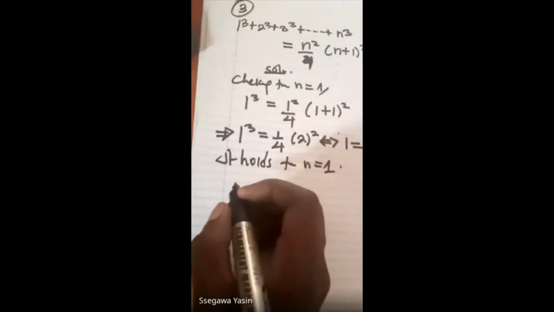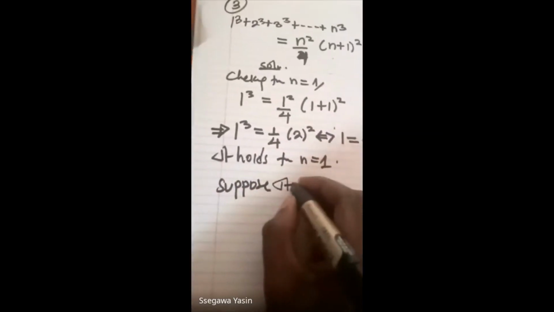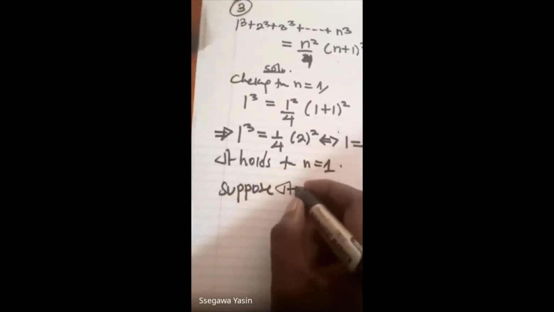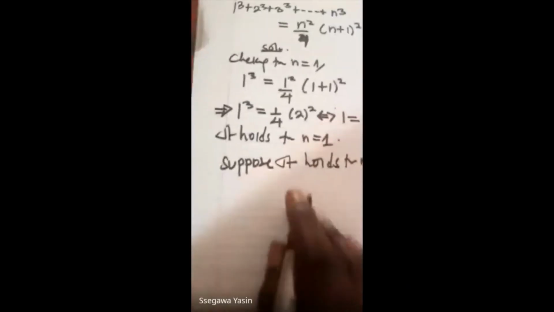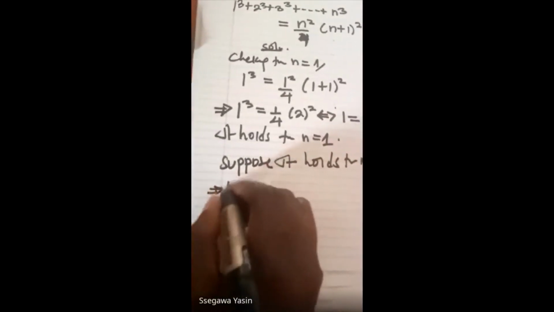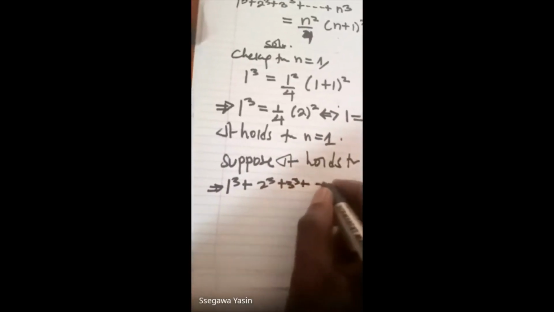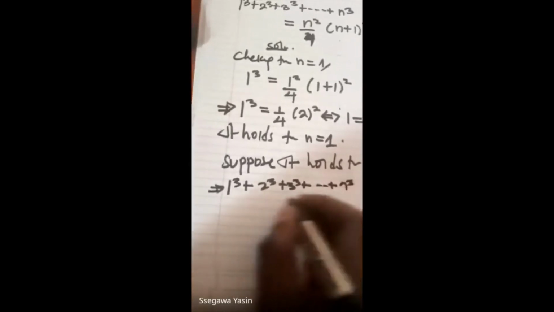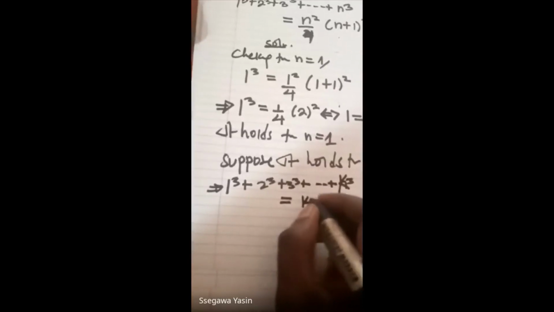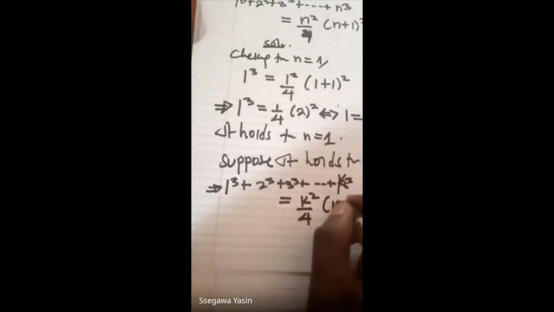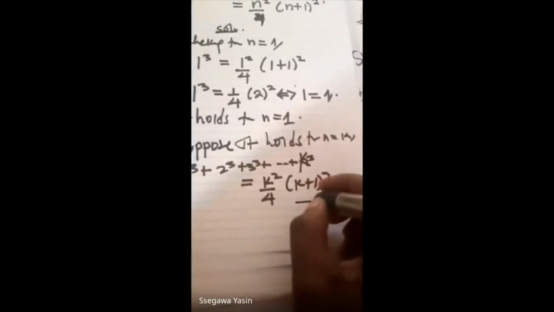Now we said we suppose the second one. Suppose it holds for n is equal to k. This implies that we are having 1 cubed plus 2 cubed plus 3 cubed plus others up to k cubed. This is the same as k squared over 4 into k plus 1 squared. And we have called this one equation 1.